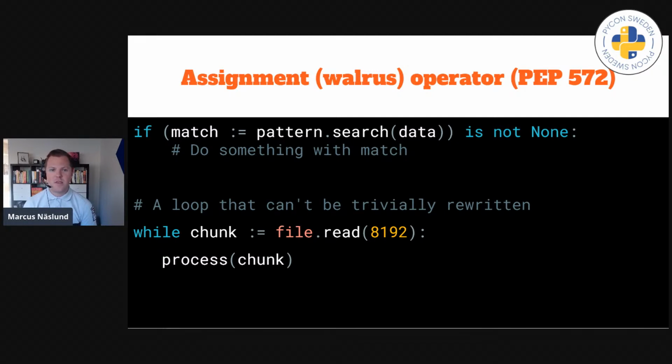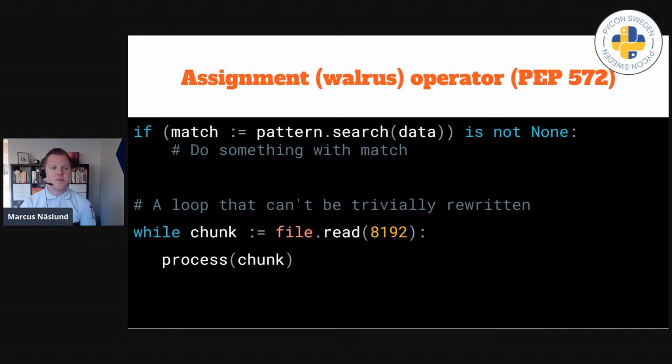So this is PEP 572, where you can use colon equals for variable assignment as part of another expression. So in an if statement, in a list comprehension, or as a loop condition, which is quite neat. So let's not talk about that either.